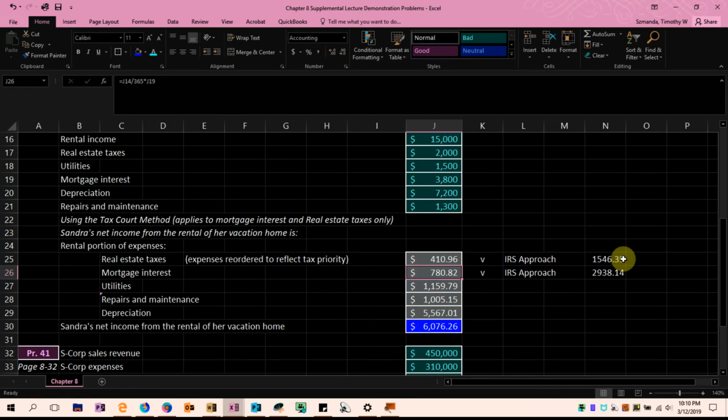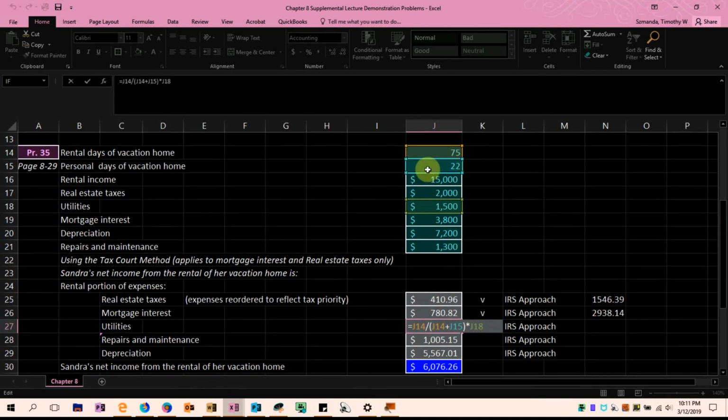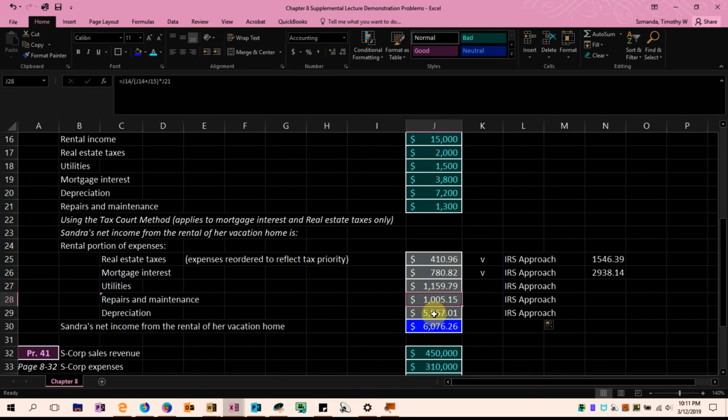Now, what do we do with the rest of the expenses? Well, the rest of the expenses automatically use the IRS approach. So there is no choice for the rest of these expenses. We'll automatically use the IRS approach. And again, the IRS approach is exactly as I demonstrated up here to the right. And that is, we're going to take each of these expenses, in this case, utilities expense, and we'll multiply it by the fraction of 75 days of rental divided by the total 75 plus 22, or 97. And we will repeat that process for each of these expenses using the IRS approach.